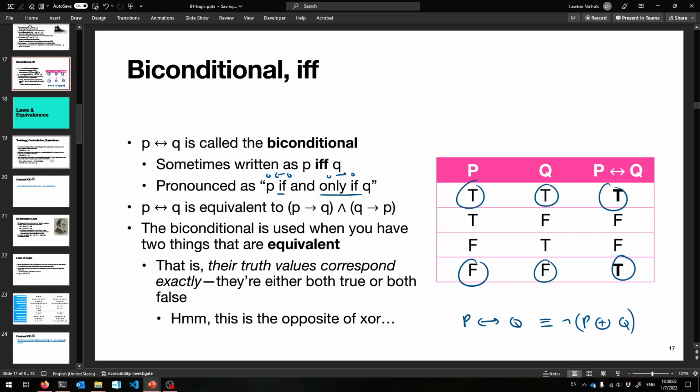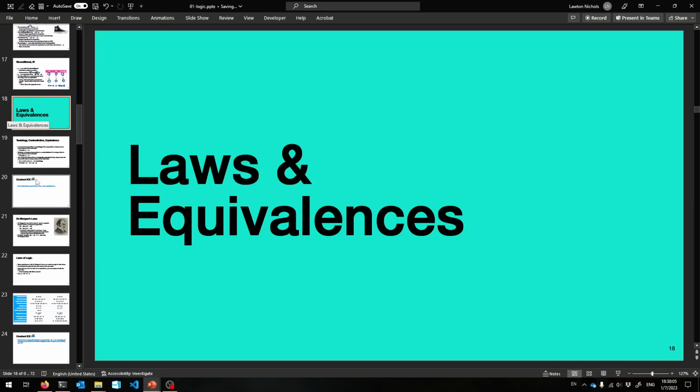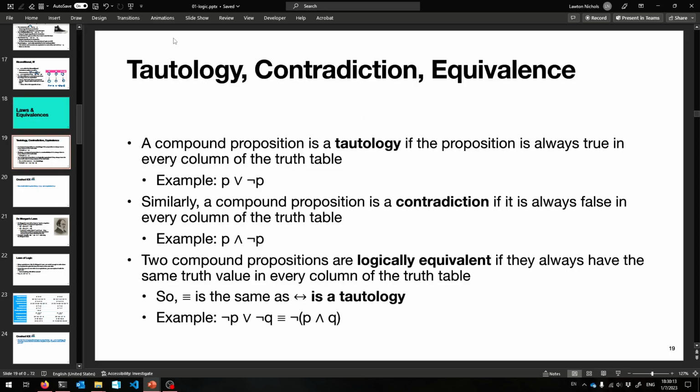If and only if. Now let's talk about how we can prove that these things are the same. There are some laws, some rules that you can use to get all this stuff a bit quicker. All right, so let's talk about them. Of course, we have definitions first, though. That's how this works.